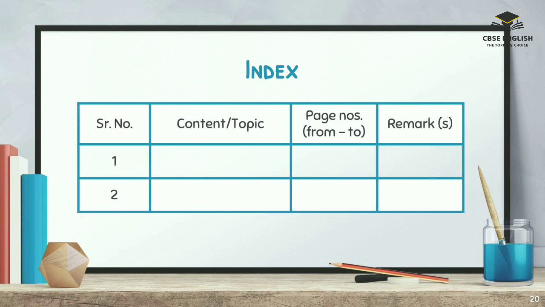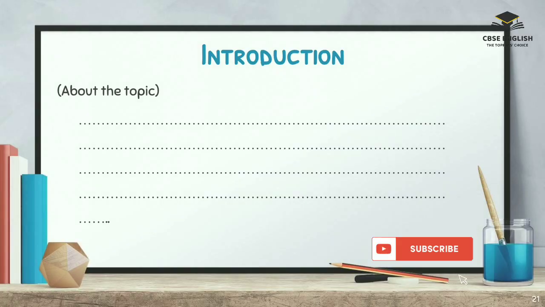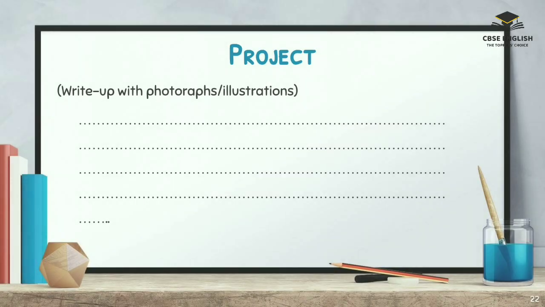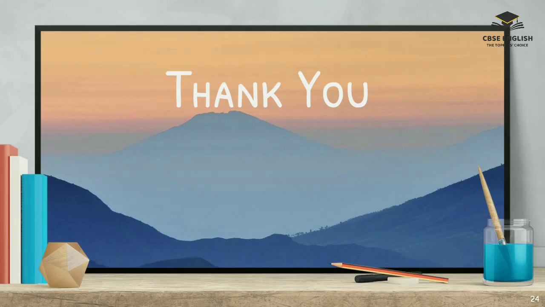Index should be like this: serial number, content or topic, page numbers from and to, and one column for remark or remarks. Next page, introduction. Here about the topic you have to write. Then begins your project. Here write up with photographs, illustrations, drawings, and so on. And the last page should be bibliography or references. For example, here given Wikipedia, Google, YouTube, etc. And mention thank you.